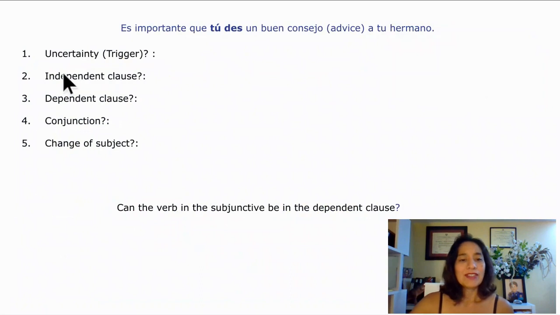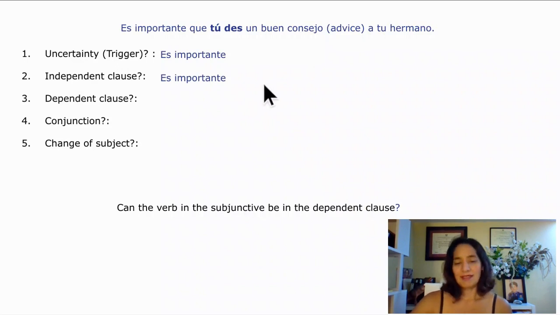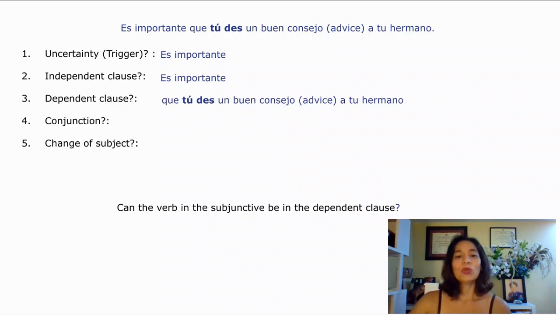So again, is there an uncertain situation? Number one, sí o no. Sí. Es importante triggers an uncertain situation, it triggers the subjunctive. Is there an independent clause? Yes, because es importante is a sentence on its own. Dependent clause, it starts with que tú des un buen consejo a tu hermano. Is there a conjunction? Yes, the conjunction is que.